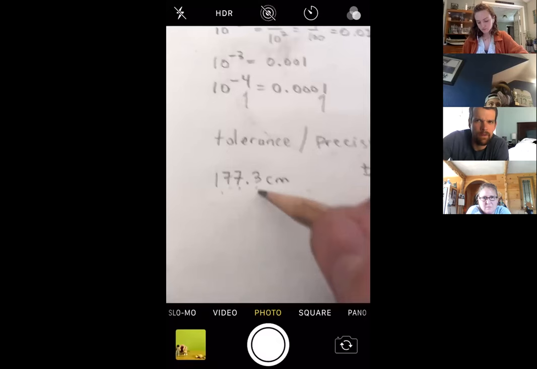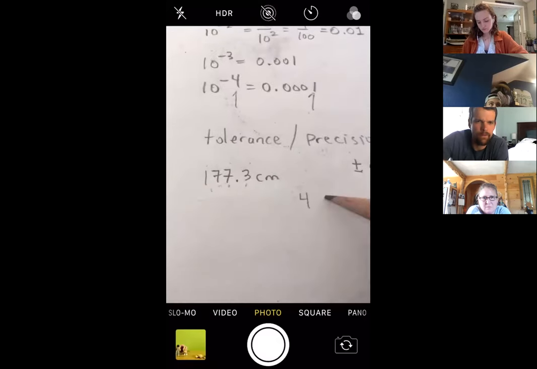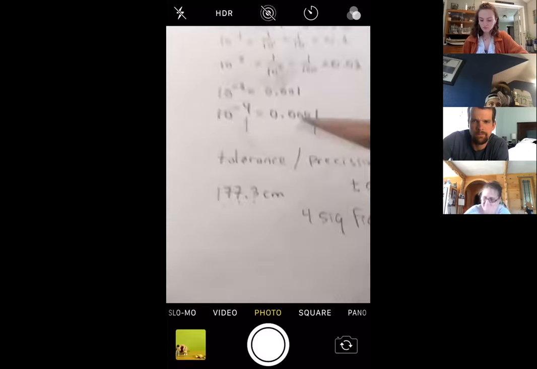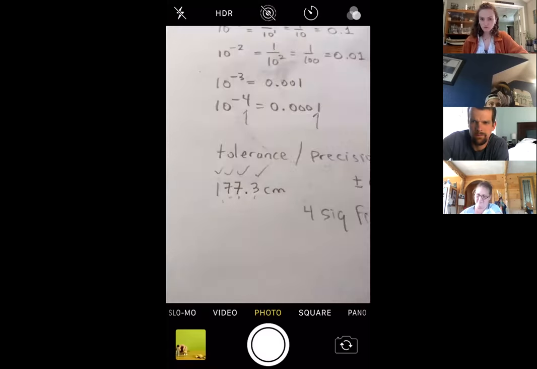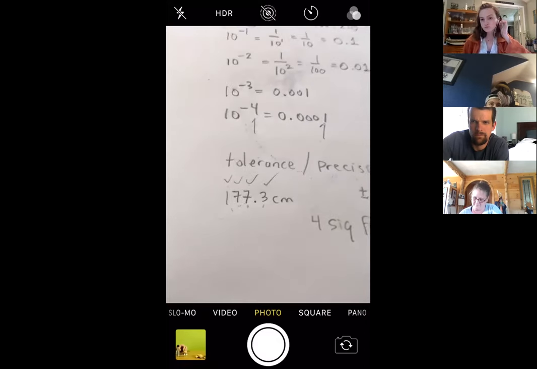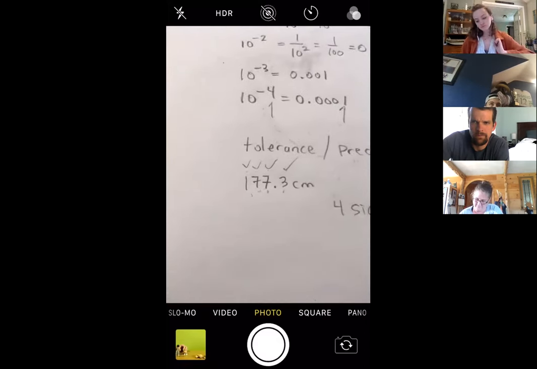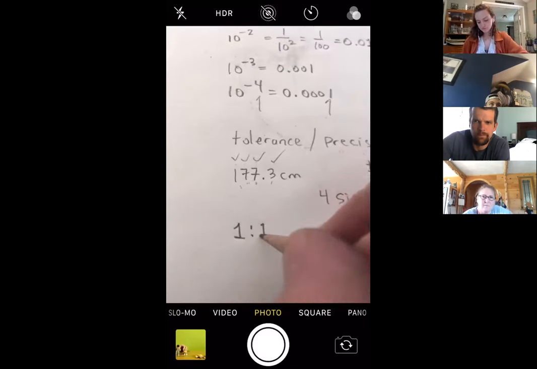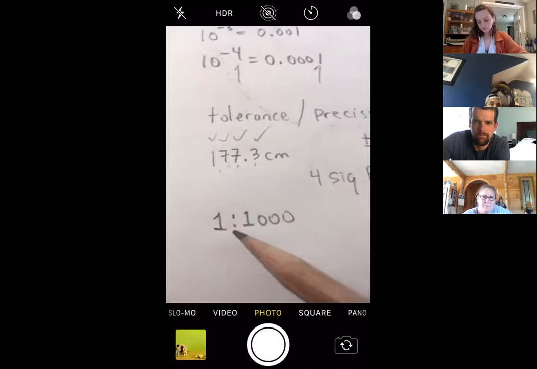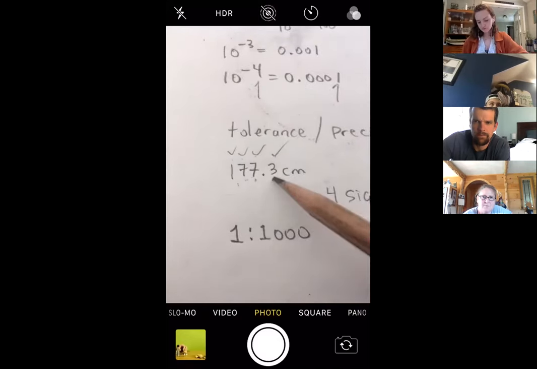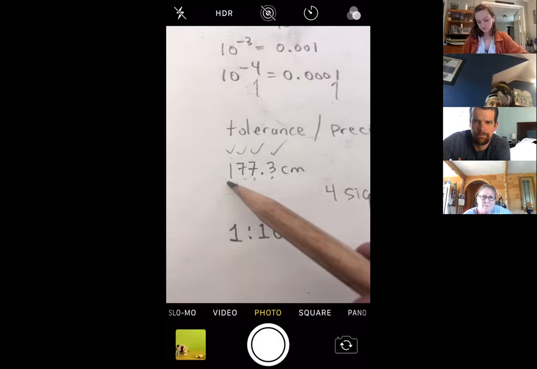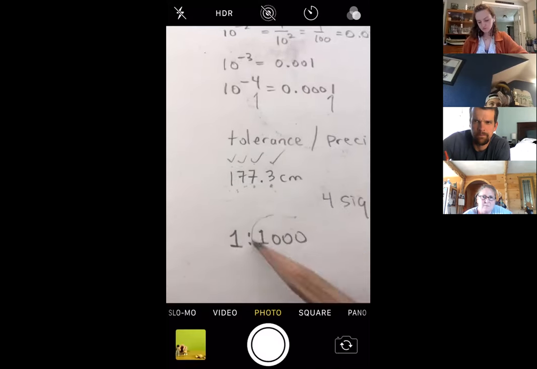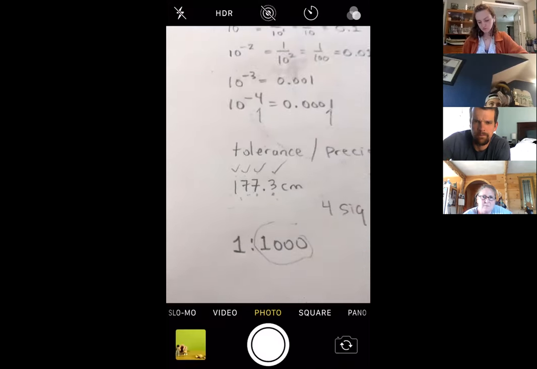We could also say about the precision that this number has 4 significant figures, because each of the numbers here means something. The 1, the 7, and the 3. Another way of looking at precision, a physicist's way, is to say that this number has a precision of 1 part in 1,000. That means it's good to 1 part in 1,000. Because if you measure to a dime out of $100, that's the same quality as measuring to a dollar out of $1,000. In other words, the magnitude of your number also matters as part of the precision.